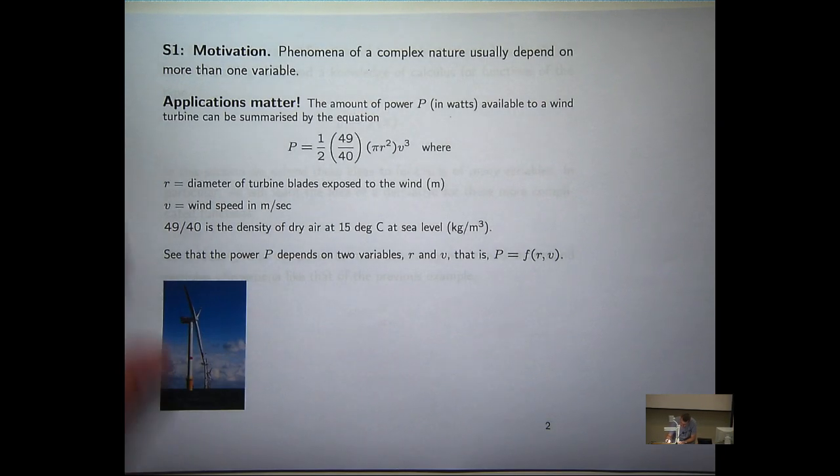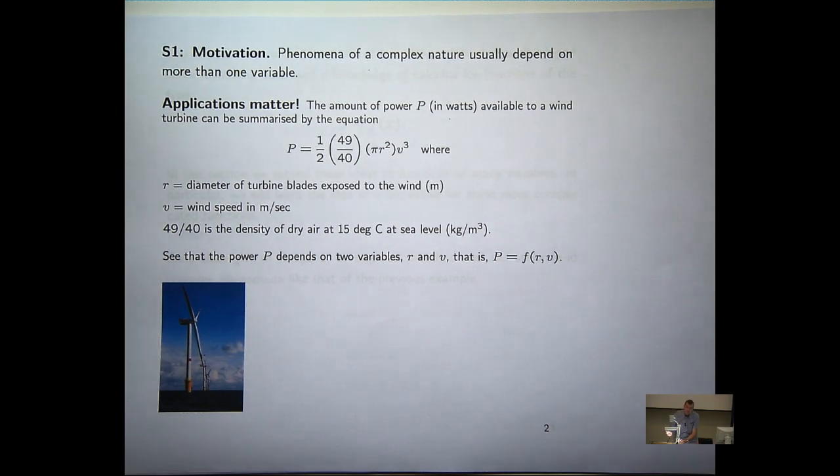All right, so functions of two variables. Two or more. Now, one of the motivations for studying functions of many variables is that, again, you've got a degree of flexibility with them, okay? And in particular, complex phenomena usually depend on two or more things. Okay, so for example, this is an example that I put in first year.